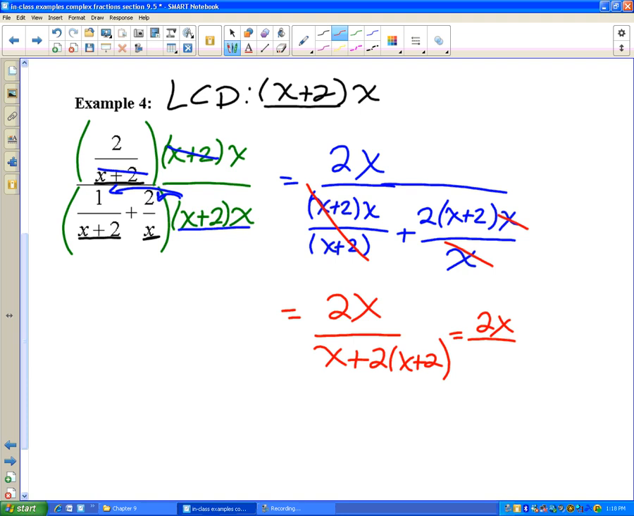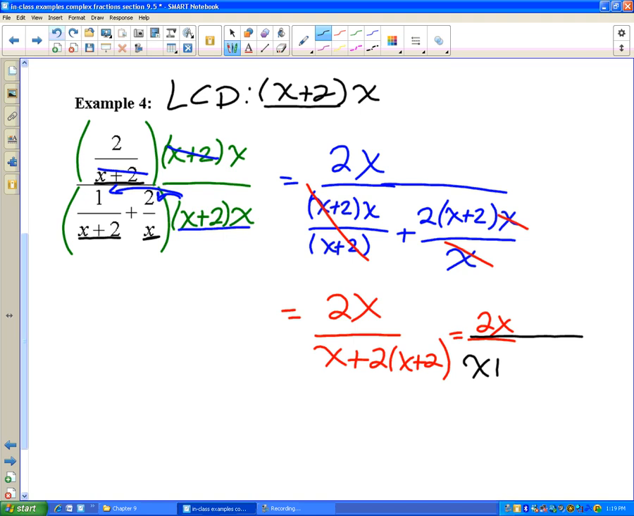Now, before I do that, some people are like, ooh, there's an x and there's an x. You cannot cancel that because this is a factor and this is a term. Do not cancel those out. I have to simplify my denominator first, then I can do some canceling out.